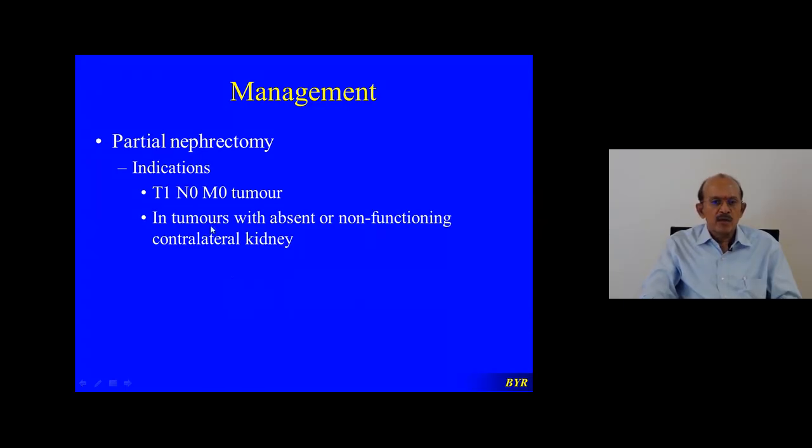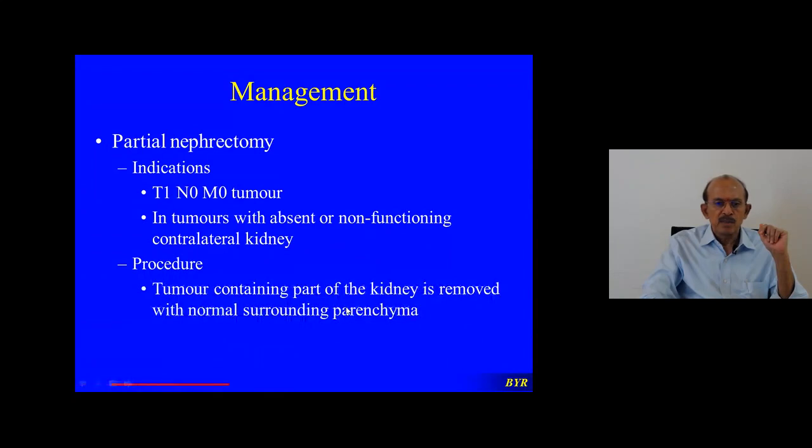Then in tumors affecting a kidney with absent or non-functioning contralateral kidney, if the other kidney is absent or non-functioning, only the sole kidney is functioning, and that kidney develops a mass. In that case, what you do is you go for partial nephrectomy, irrespective of the staging. Procedure: tumor containing part of the kidney is removed along with normal surrounding parenchyma.